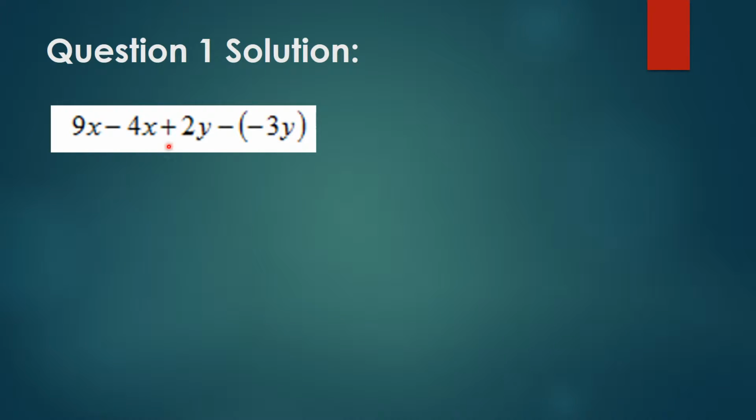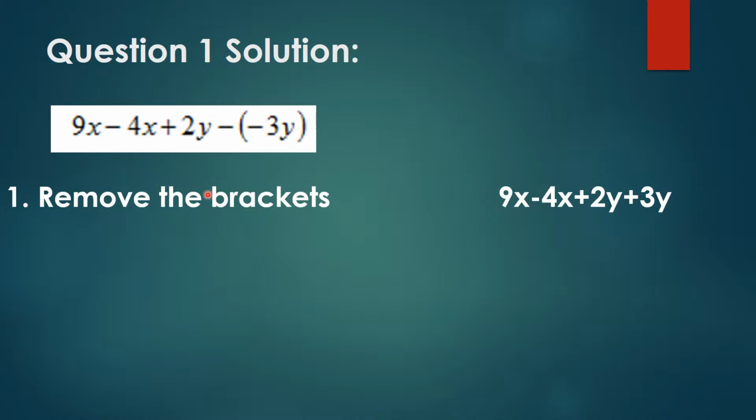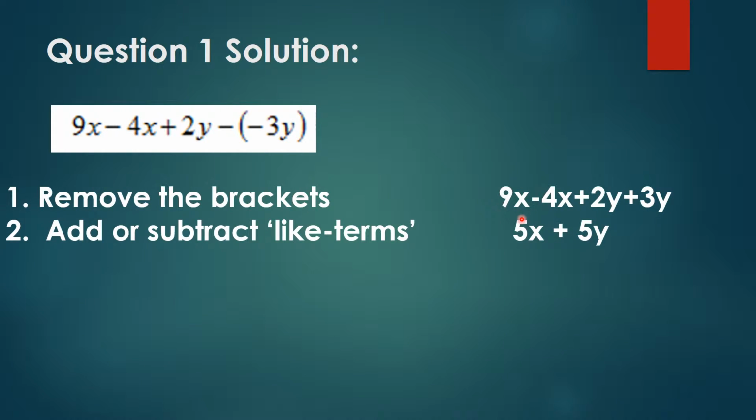So question 1, 9x minus 4x plus 2y minus a negative 3y. The first step when you're simplifying polynomials is to get rid of the brackets, or remove them. In this case, there's only one set of brackets, so when you subtract a negative, you get a positive. So it's going to be 9x minus 4x plus 2y plus 3y. Simplify those, collect the like terms. 9x minus 4x is 5x, and 2y plus 3y is 5y. So that's the final answer, 5x plus 5y.